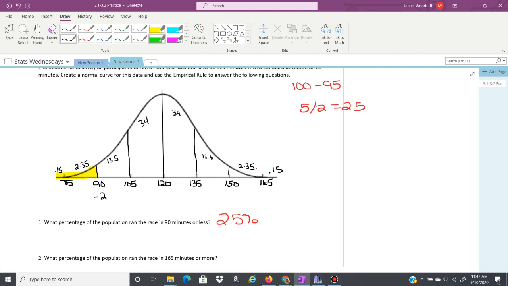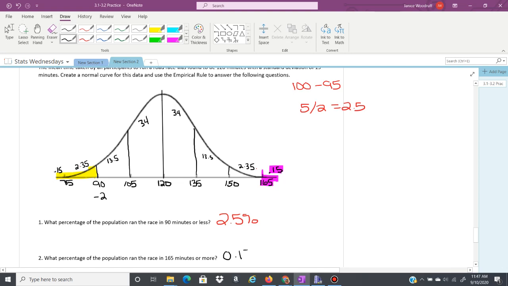So it seems like we're a little confused. So let's look at 165. Here's 165. Okay, that's 3 standard deviations from the mean. Above that is this 0.15. Okay, so 0.15% ran the race in 165 or more. That means we would go greater than that.